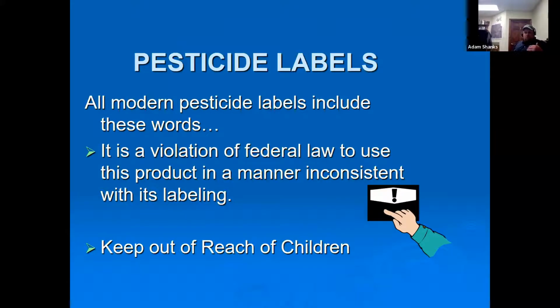So now we'll get into what's actually on a pesticide label. Generally, all labels will have these two terms on them. It's a violation of federal law to use this product in a manner inconsistent with its labeling. The label is the law. And then obviously, keep out of reach of children will be on the very front.